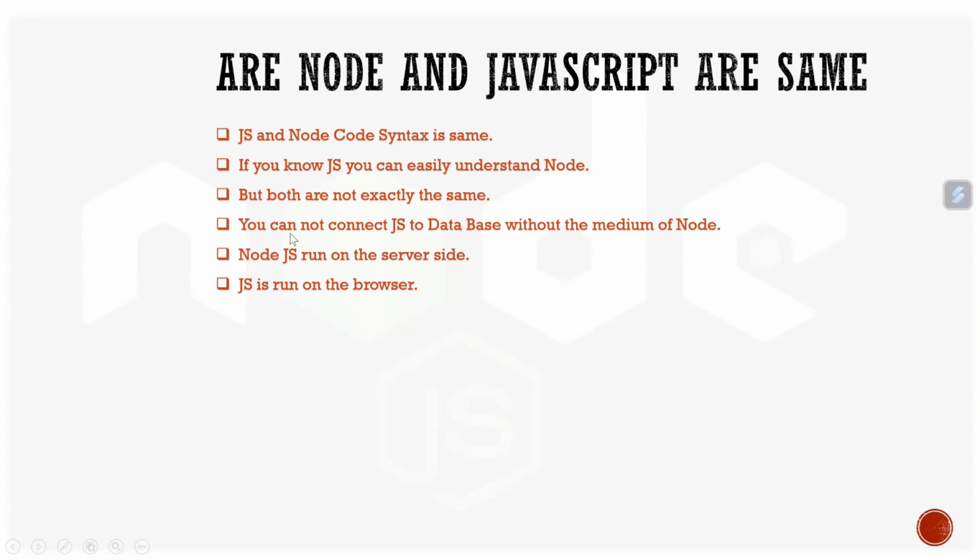So without Node, we cannot directly connect the client and its data with his or her database. So there must be a server present in between. Now, the fifth point is Node.js runs on the server side. This I have covered. JS is only used to run on the browser, but Node.js is the platform that can run JavaScript code outside the browser.